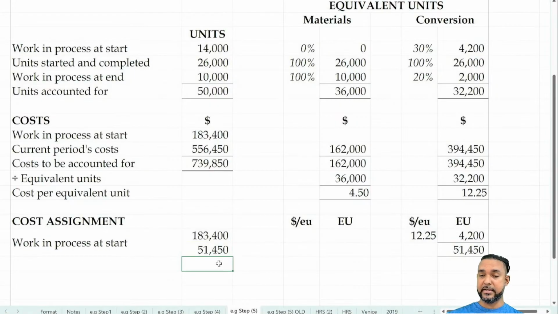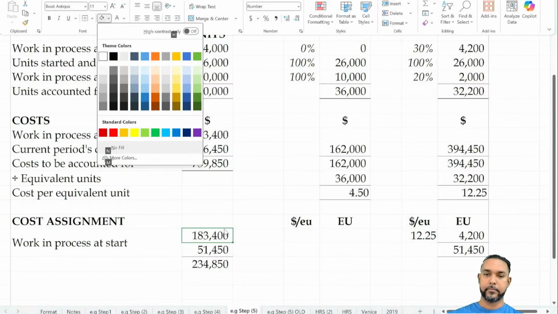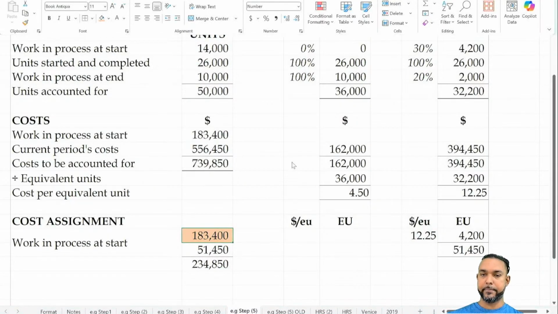And then we're going to add that together to get 234,850. So again, that was the work in process at start. So this here, sorry. So that, put that one in a kind of orange.